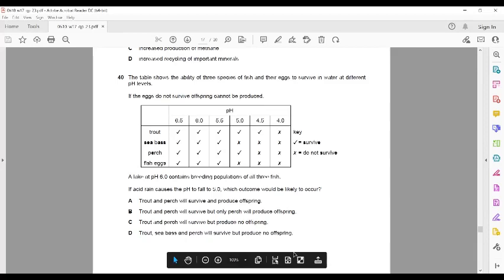Yes, because the fish eggs don't survive. So they themselves survive, but they cannot produce any offspring. The answer is C. So this paper is ended.